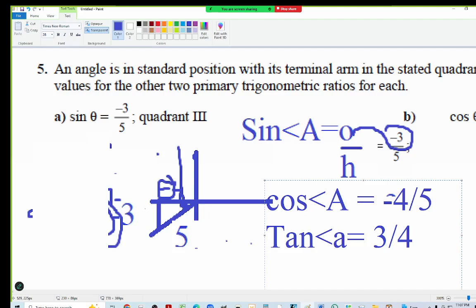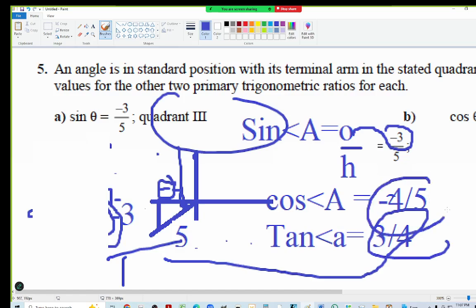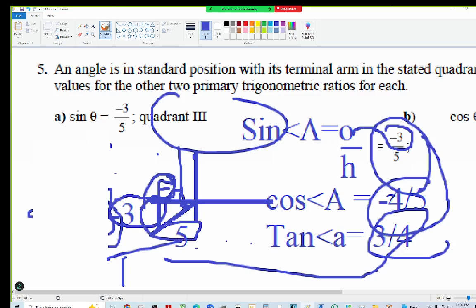Make sense? Yes. Watch your negatives. If you forget your negatives, just remember that we're in quadrant 3 where tan is positive. So you can just make your tan positive and the rest negative.